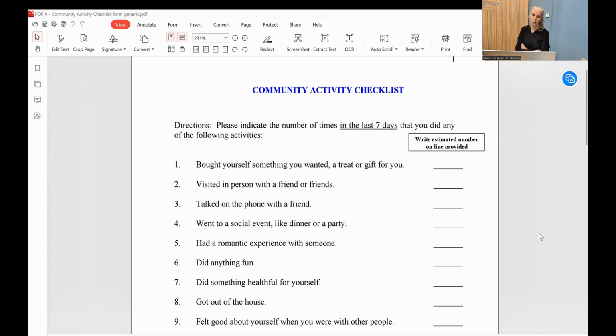Went to a social event, romantic experience. So this is a nice way to start to introduce the conversation about do you have sexual intimacy?